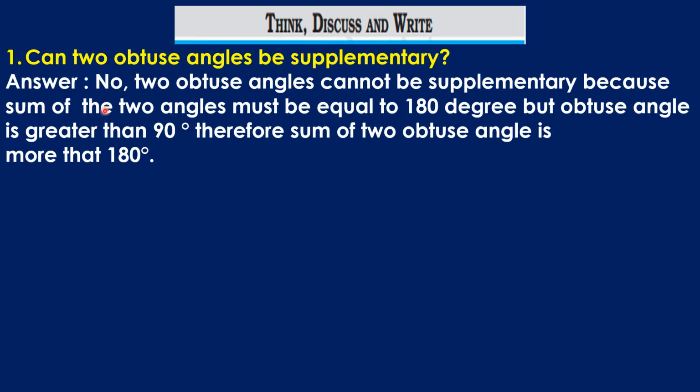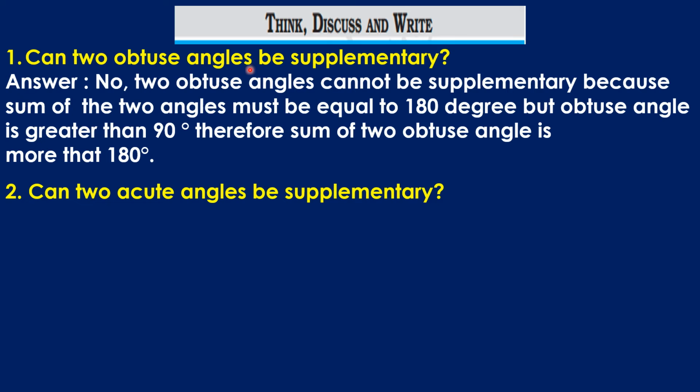Answer is no, because an obtuse angle is greater than 90 degree. When we take the sum of two obtuse angles, greater than 90 plus greater than 90, it will become greater than 180. So no, two obtuse angles cannot be supplementary, because the sum of the two angles must be equal to 180 degree, isn't it? But an obtuse angle is greater than 90 degree. Therefore, the sum of two obtuse angles cannot be equal to 180 degree. As I said, it is more than 180 degree. Therefore, two obtuse angles cannot be supplementary.